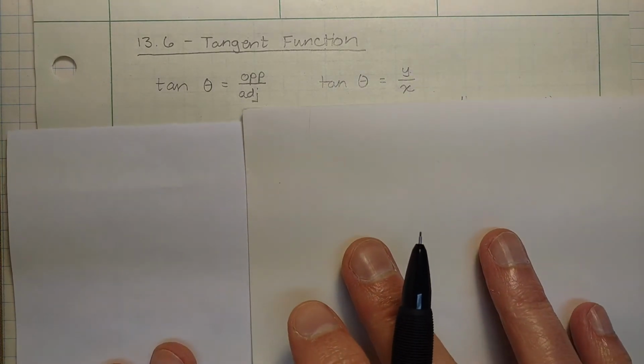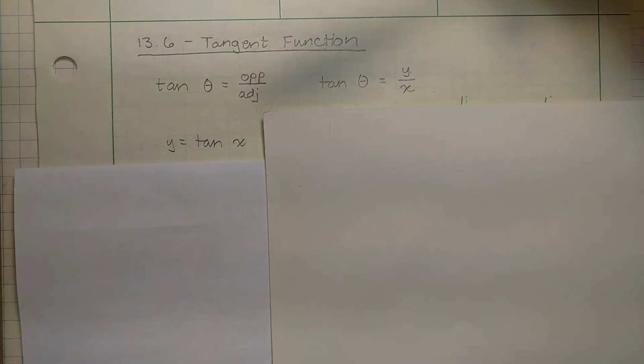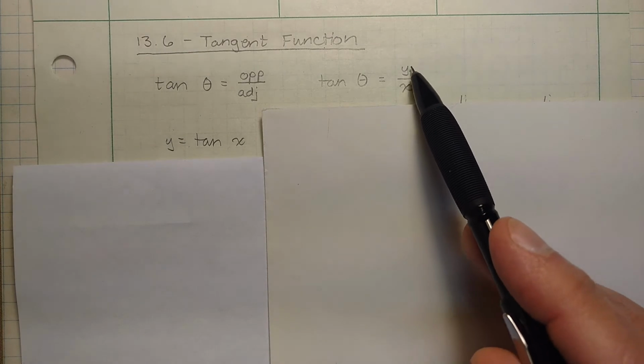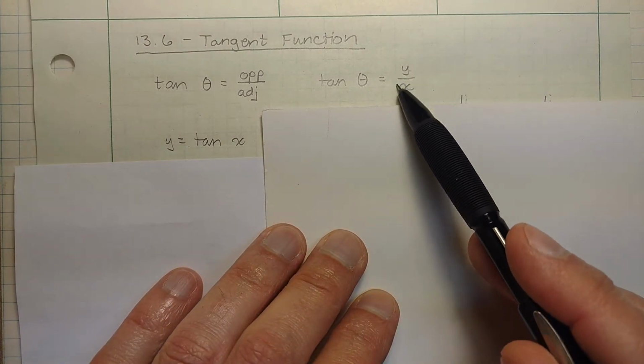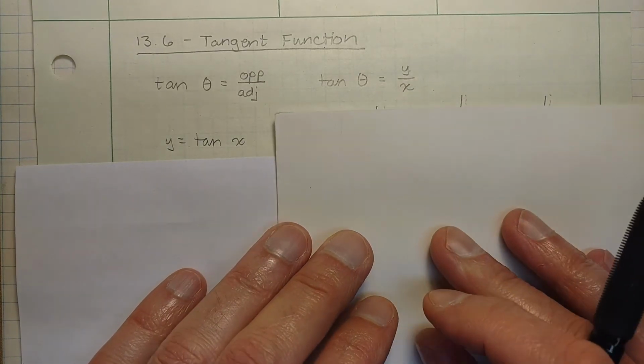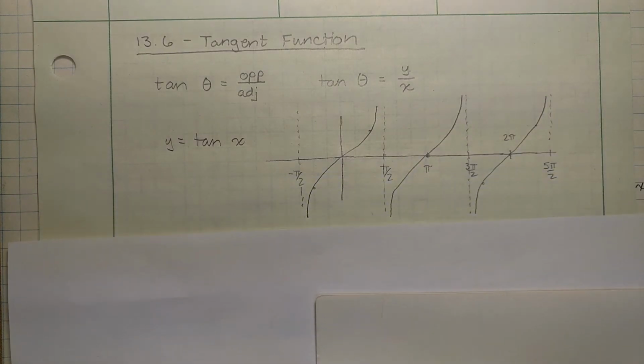Now, when we go to make it a function, this x represents the theta. It represents the angle. And this y here represents what happens when you take the y and divide it by the x. So it's the ratio that comes out. When you do this, you get a graph that looks like this. My suggestion is to listen to the description and then pause the video and create the graph. So here's the description.